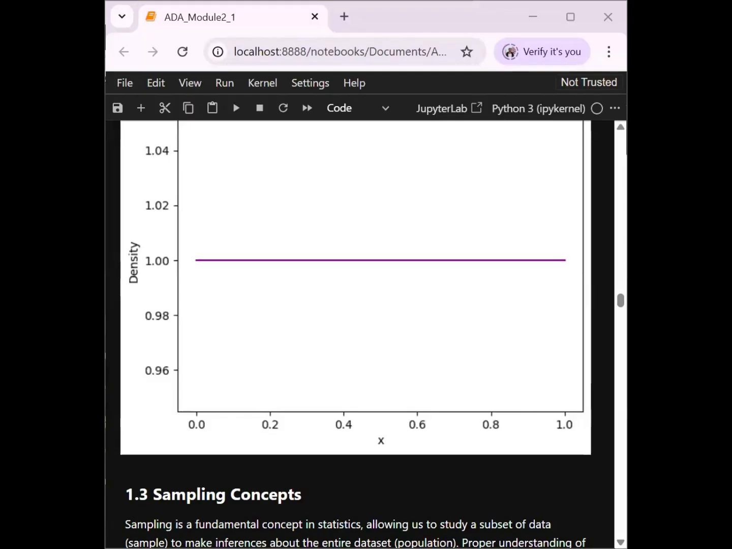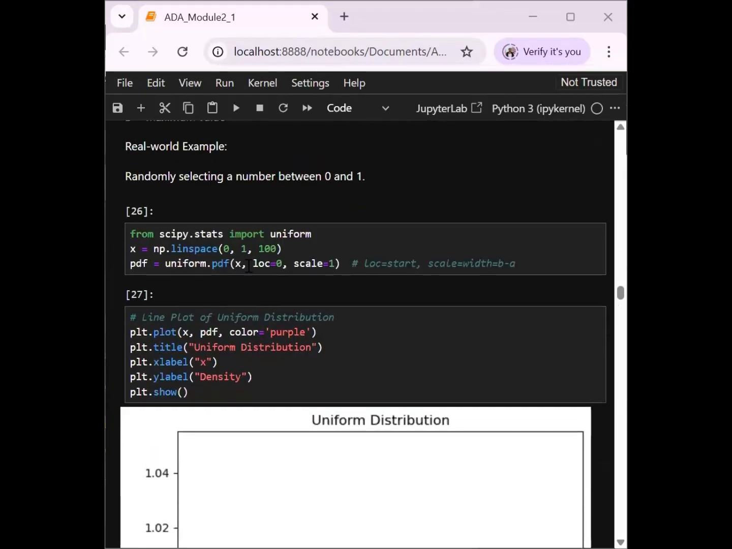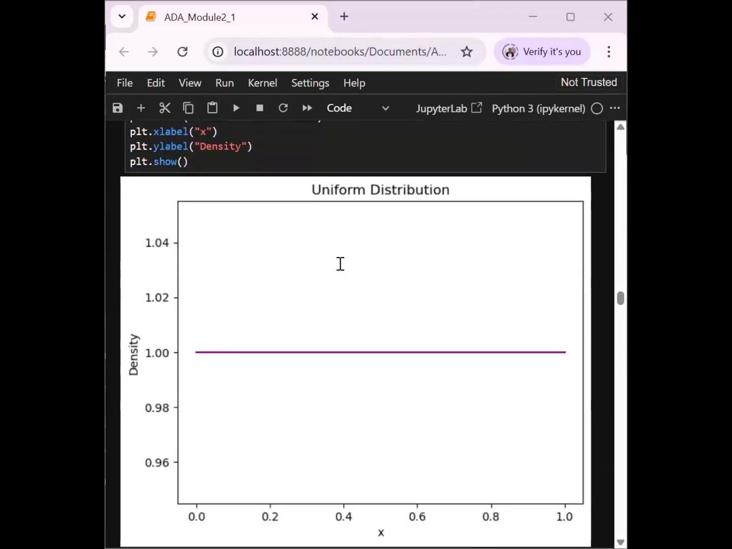So it's basically because it always gives us one at the end of the day, right? So it's not very useful, in quotes, right? Because it's a constant. The formula is just 1 over b minus a, where b minus a is the range on the x-axis. And it's always constant.